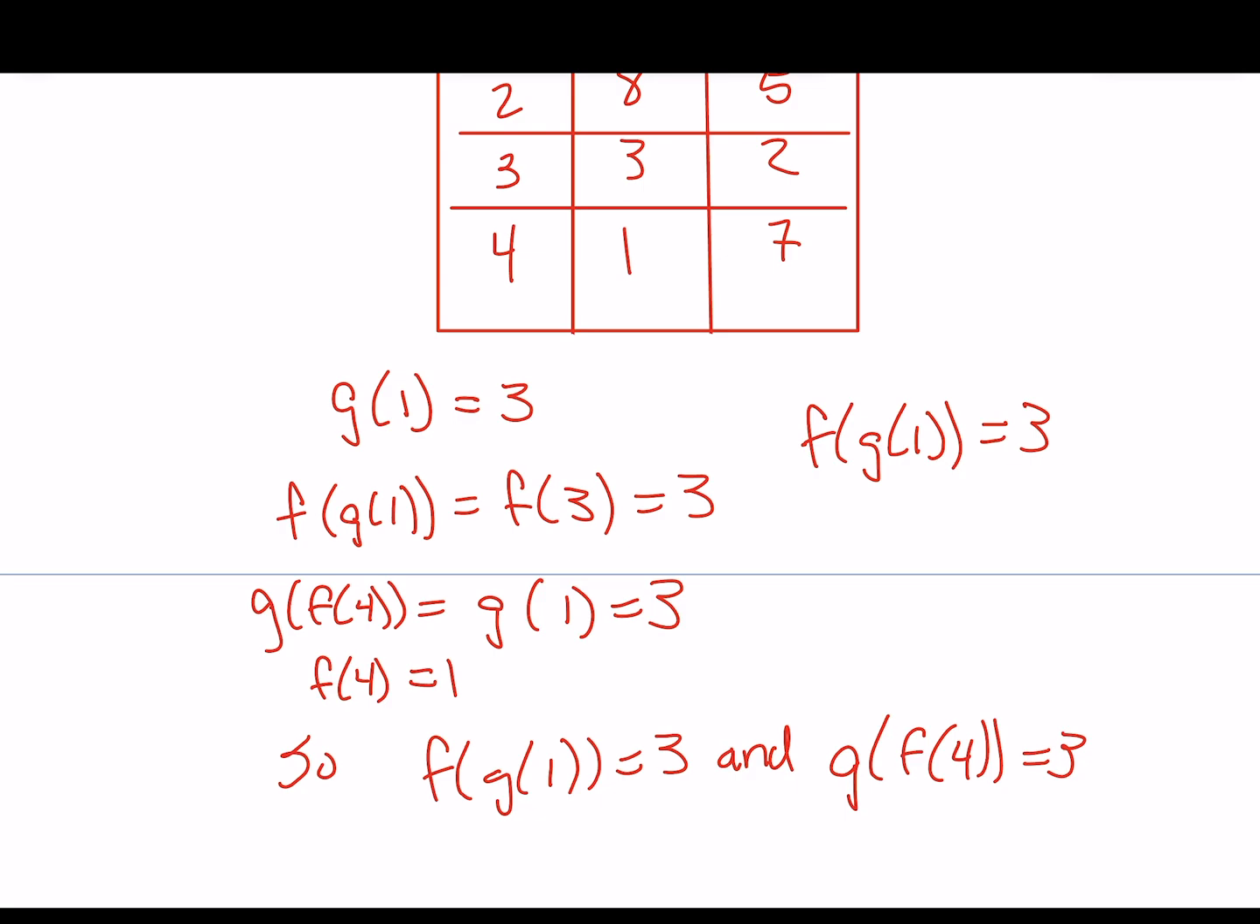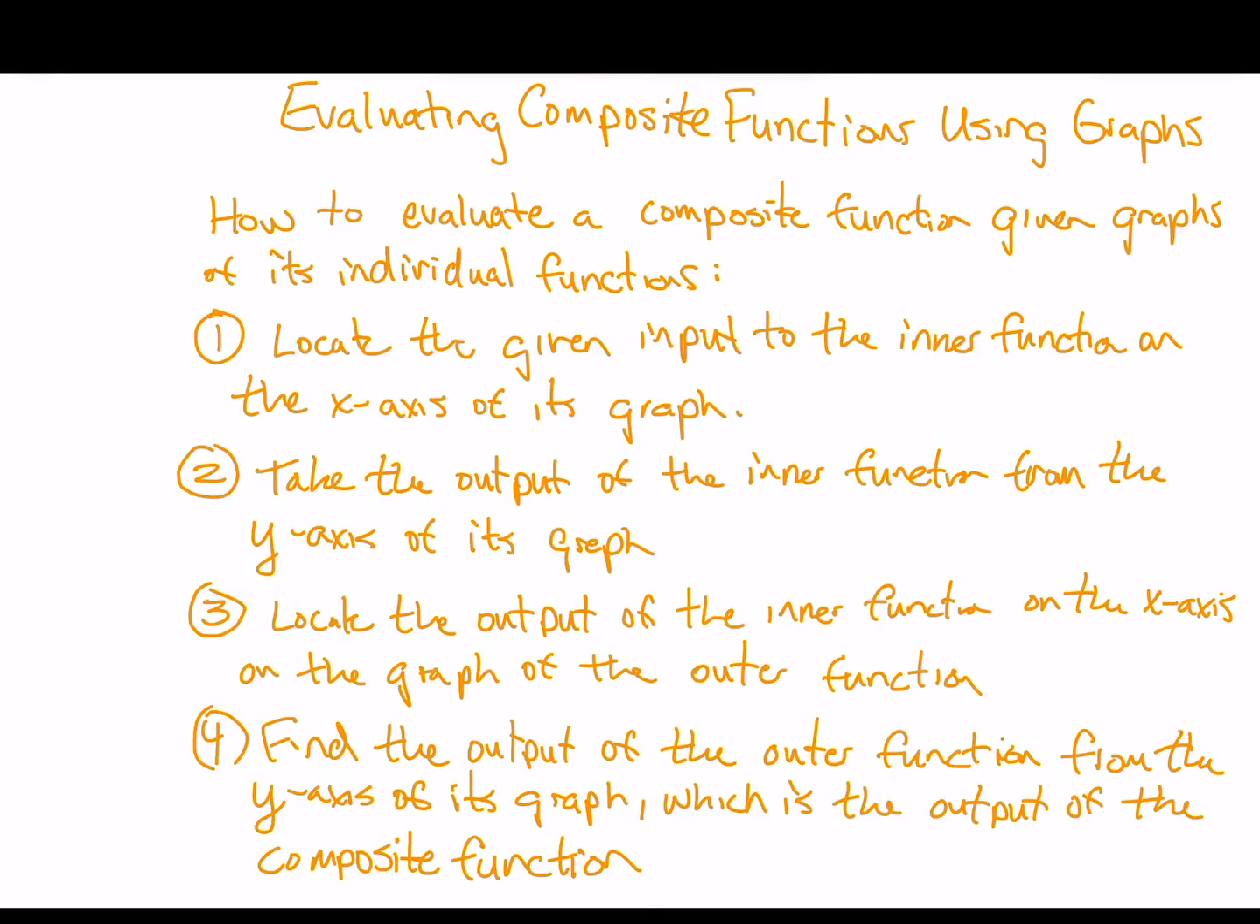So how would we go about evaluating composite functions using their graphs? How to evaluate a composite function given graphs of its individual functions. Well, the first thing we want to do is locate the given input to the inner function on the x-axis of its graph. That means taking the x value for the inner function and finding where that is on the graph. We then take the output of that function, the y value, on the y-axis, which will then inform us for the input of the outer function. So we take the output of the inner function on the x-axis of the outer function.